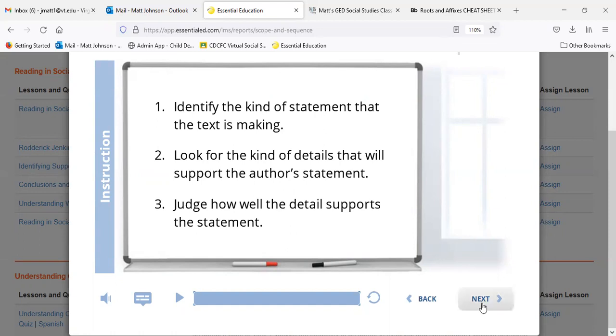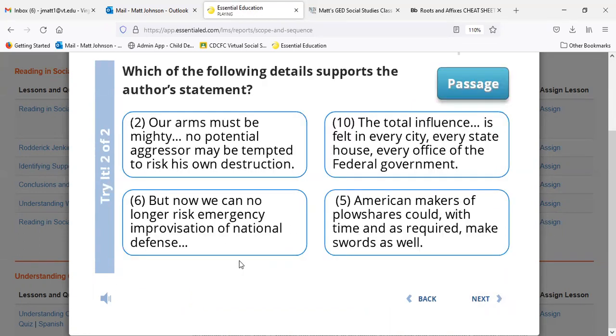So let's take a look. We have one more little question. The following details support the author's statement. Right. So this is, again, Dwight Eisenhower's military-industrial complex speech. So the question now, and I can reference that if you need to, which of the following details supports the author's statement? And let's go back to Mariama. Could you try this one for us?